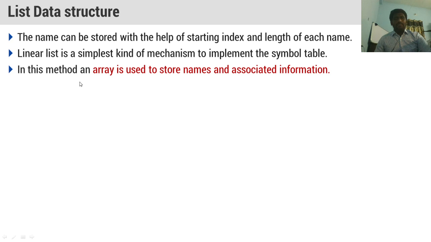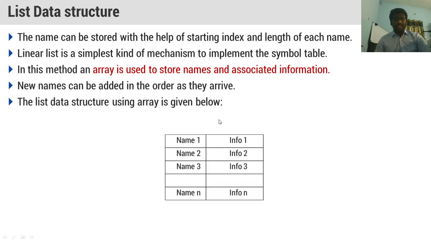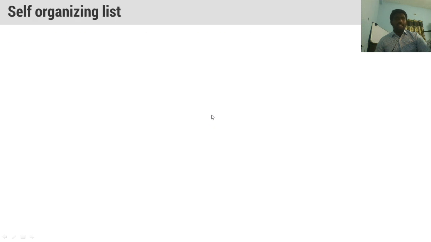In this method, an array is used to store the names and the associated information. For example, let us consider this table: name 1, name 2, name 3, and so on, name n, and information 1, information 2, information 3, and so on, information n. So this is the list data structure using an array for implementing the symbol table. This is one method to implement the symbol table.